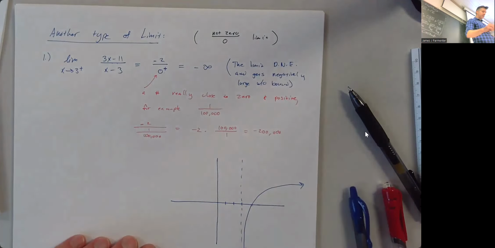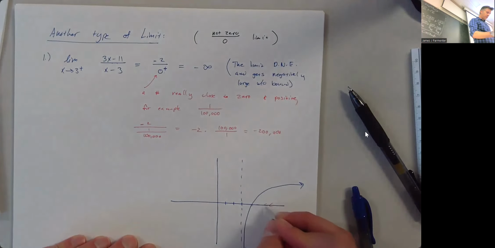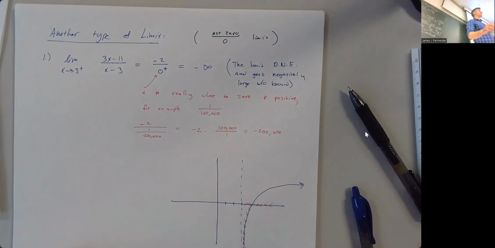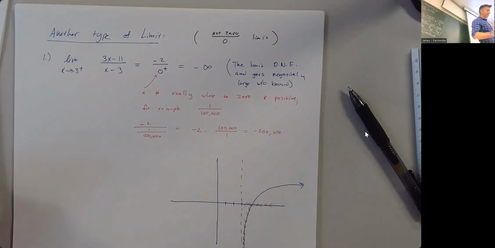So as x gets closer and closer to 3 from the right, the function gets more and more and more negative. So when you have a not 0 over 0 type of limit, what that means graphically is that you have a vertical asymptote. Let's look at the other side.